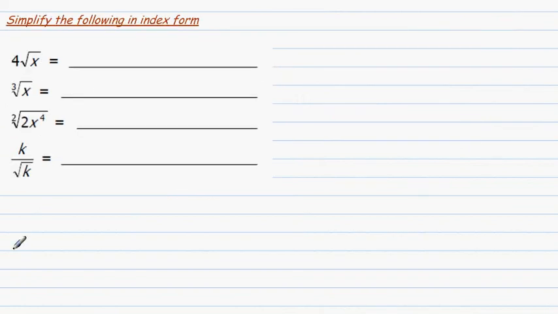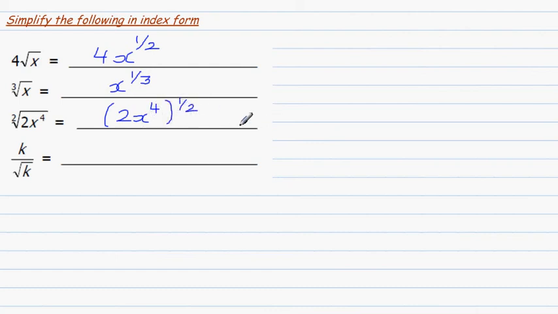Let's go backwards. From this surd form, we want to write in the index form. So this is 4 times the square root of x, which means 4x raised to half. This is the index form. The cube root of x is the same as writing x to the power 1 over 3. Now this, to write in the index form, this will become 2x to the power 4 raised to half.